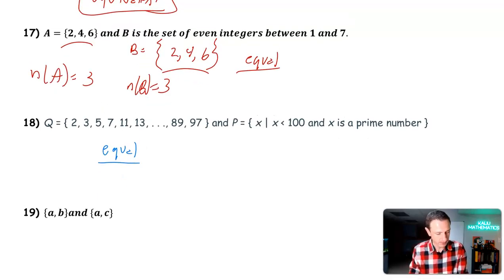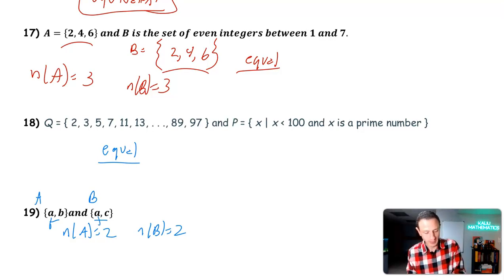Last one, A and B and A and C. So the cardinal values are both 2. I don't have these sets labeled. I called one A and one B. So the cardinal value of A is 2. Cardinal value of B is 2. So cardinal values are the same, but the elements are different. Even though A and A are the same, one has B, one has C. So we can't call those equal. We'll call them equivalent.